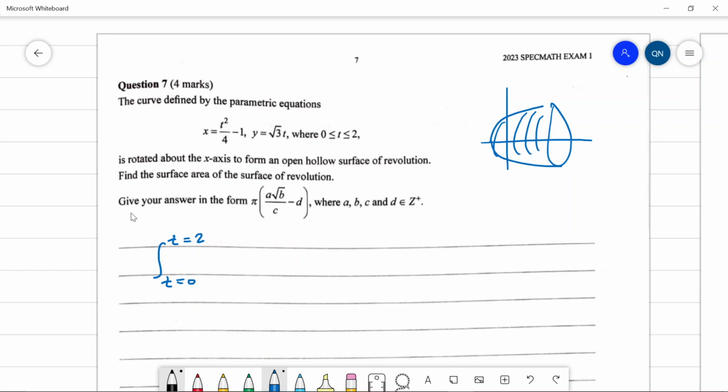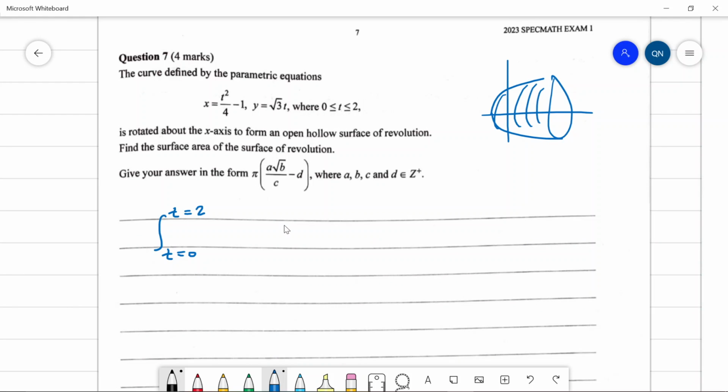Okay, I forgot how to use the, I don't know if I ever used that formula. I know there's going to be a square root, and 2 pi times the y value, I think. So 2 pi times root 3t. So first of all, y is the radius. You can think about it that way. Y is just the radius, and then you do 2 pi times that to get the circumference.